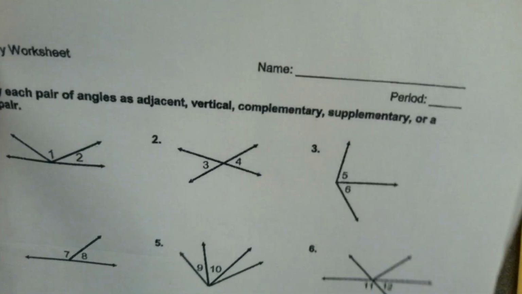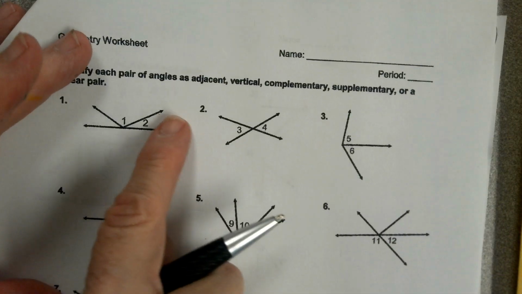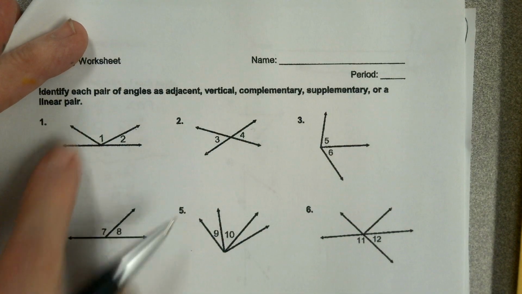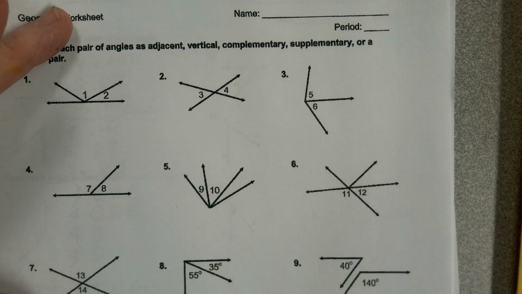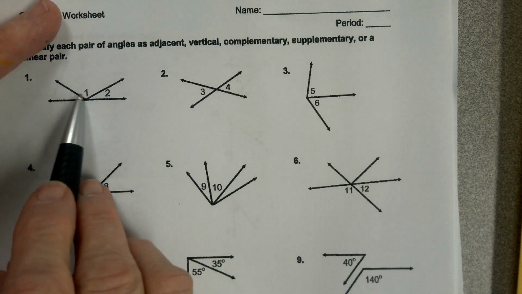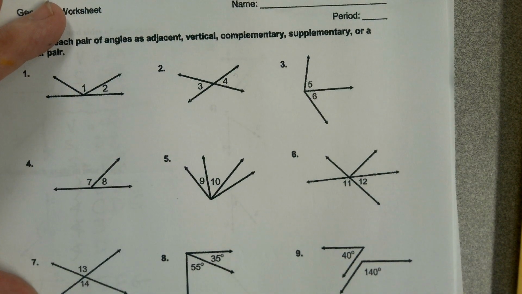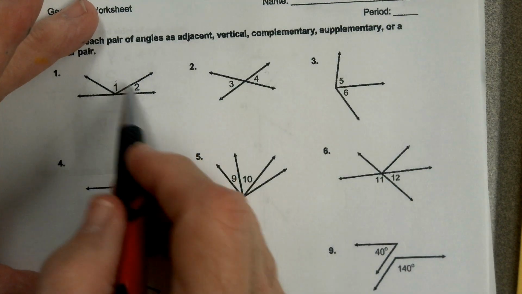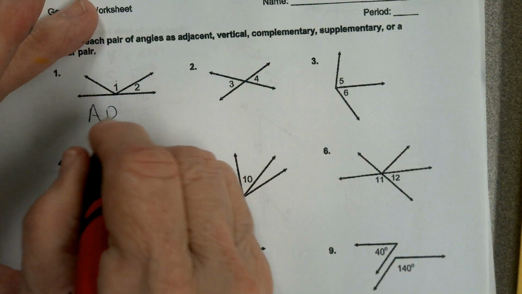And you will finish doing the same on this one. Flip it to this one, the last page. And identify each pair as adjacent, vertical, complementary, supplementary, or a linear pair. So we'll do a few of these, and then you're going to have to do the rest. 1 and 2 are what? They're adjacent. They're next door neighbors. So these are adjacent.